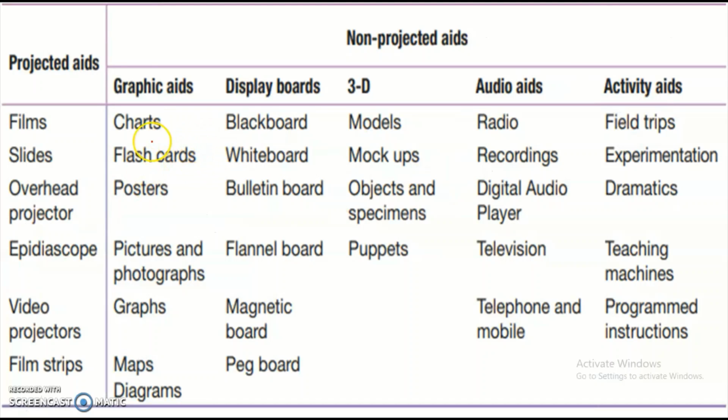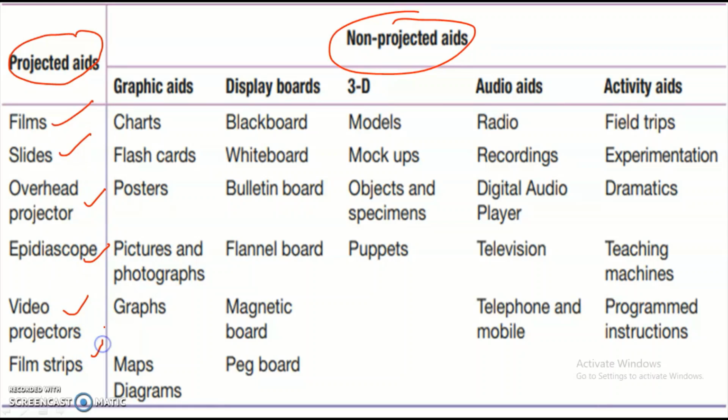And the last one is here, I divided the teaching aids into two methods, that is projected and non-projected. So coming to the projected aids, all these things come under it, for example films, slides, overhead projectors, epidiascope, video projectors, and film strips, that we can project onto the screen. While coming to the non-projected aids, they are graphic, display, 3D, audio, and activity.